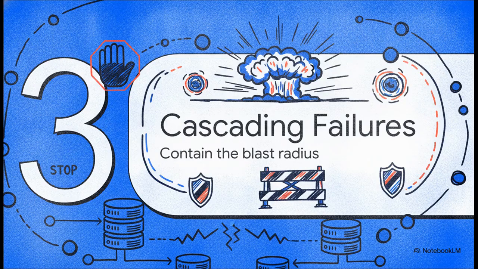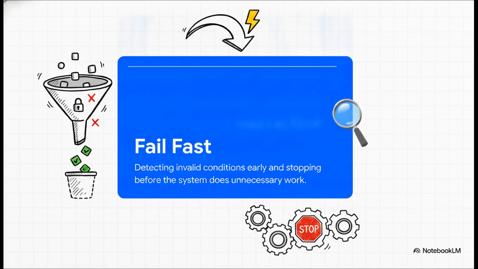Section 3. Stopping cascading failures. Now, what's really interesting is how we stop the immediate bleeding when a critical dependency goes down, ensuring one broken service doesn't take down your whole company. The first essential pattern here is fail fast. This literally means detecting invalid conditions early on and just stopping before the system does unnecessary work. By validating inputs, checking file sizes, or verifying permissions before executing heavy, resource-intensive database tasks, we fail fast. It prevents wasted resources, reduces risk, and stops bad input from flowing deep into the system where it creates totally confusing failures later on.